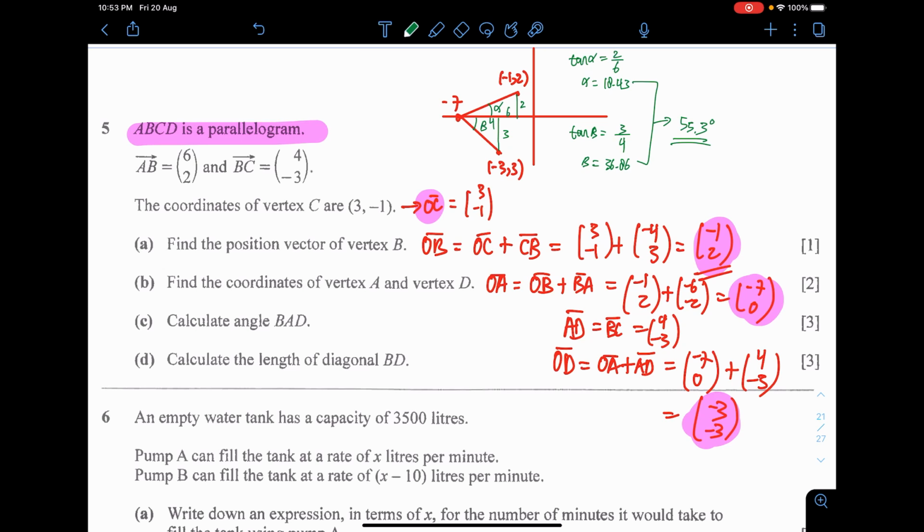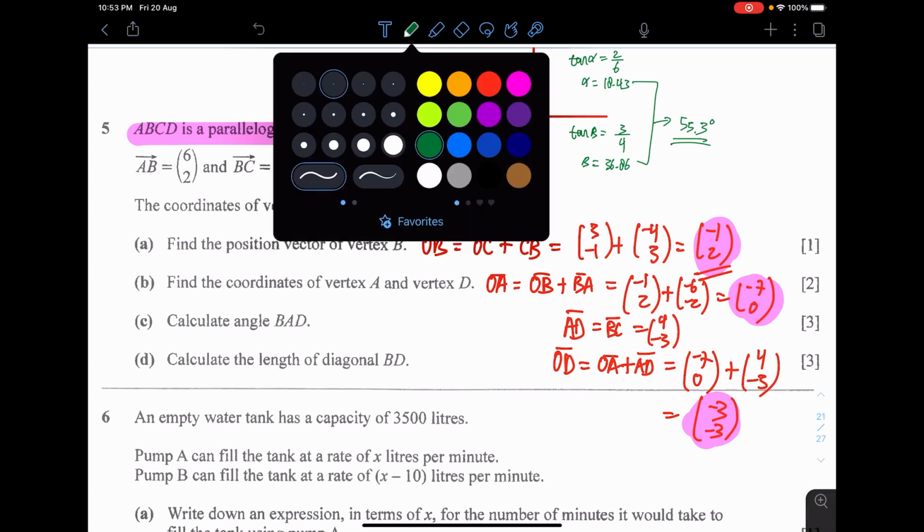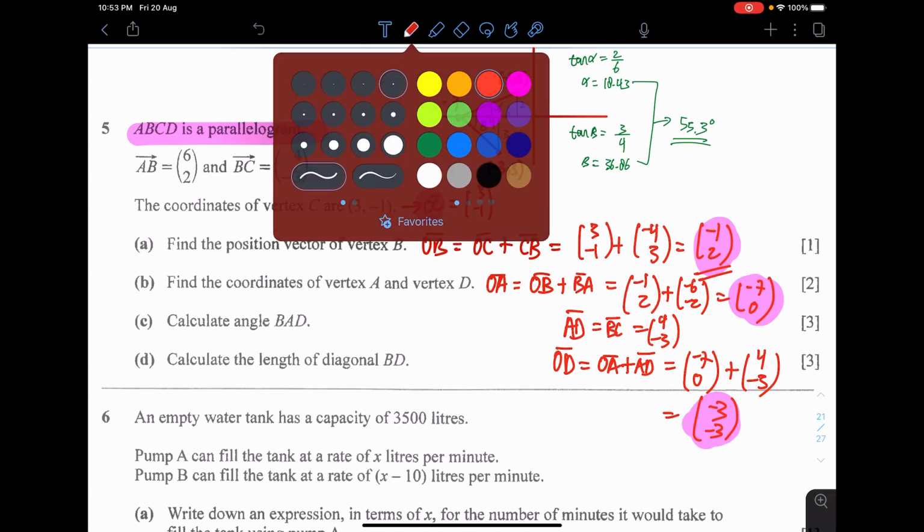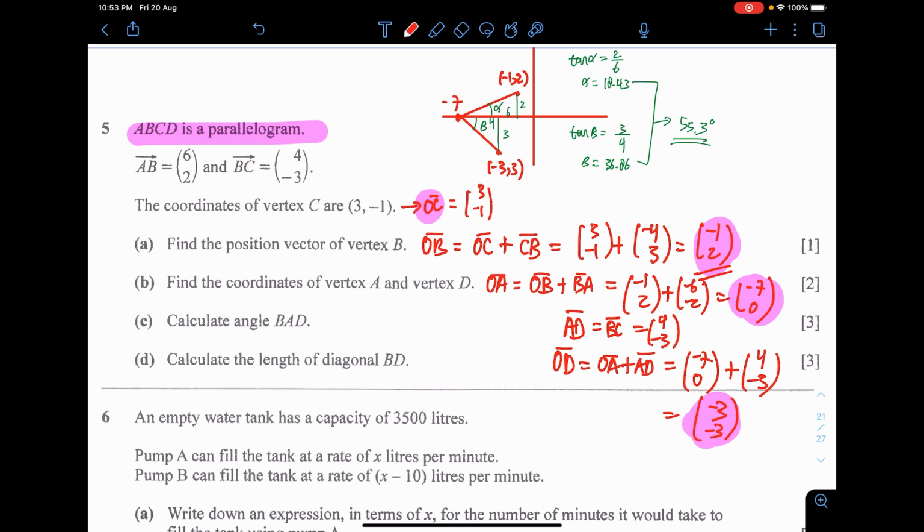Anyway, calculate the length of diagonal BD. Well, this one is actually more reasonable. You are finding the distance of two points. So distance is the square root of the coordinates of B and D. B is this one, D is this one. So negative 3 minus 1, bracket square, plus negative 3 minus 2, bracket square. So you got root of 29, and simplify that into 5.39 units.